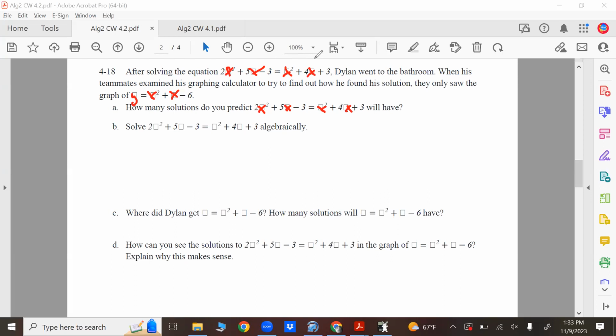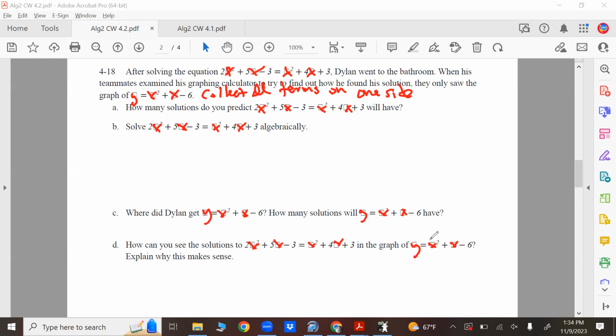So what Dylan did was he collected all terms on one side. First of all, predict how many solutions you think this will have. This is two parabolas, by the way. Solve it algebraically. Where did Dylan get this from? I think I kind of told you how many solutions this will have. And how can you see the solutions in the graph of this? And explain why this makes sense.